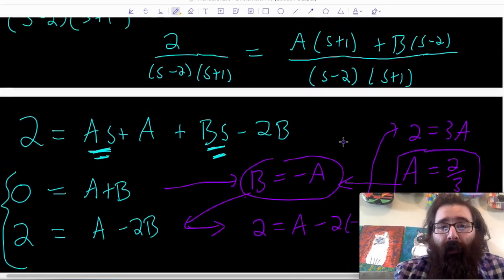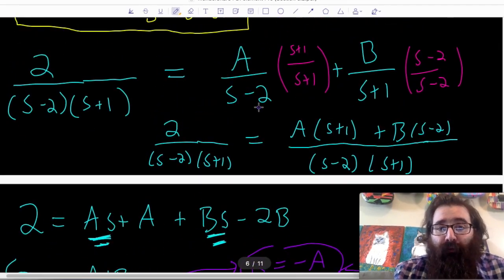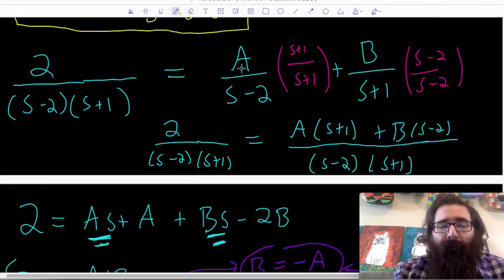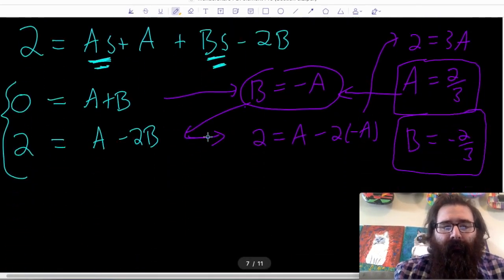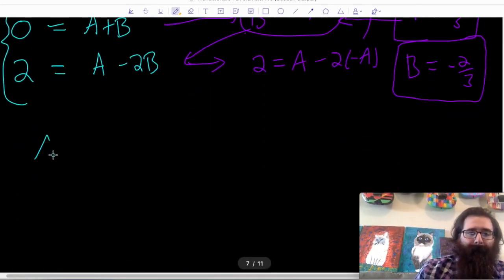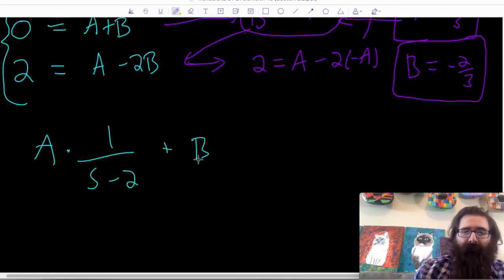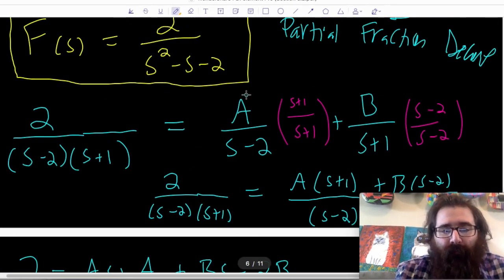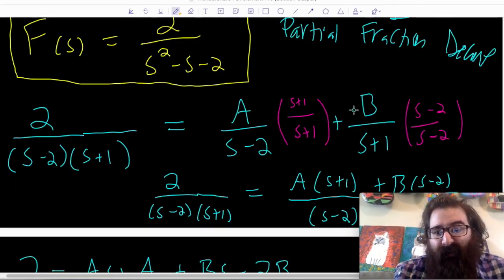Now what I can do, I can go back to, in blue, we had our partial fraction decomposition. And I like to think about this as bringing a out in front and b out in front. So I'm going to say a times 1 over s minus 2 plus b times 1 over s plus 1.